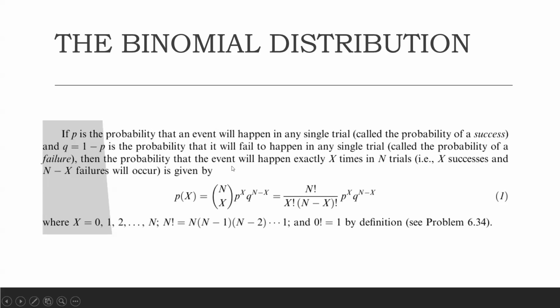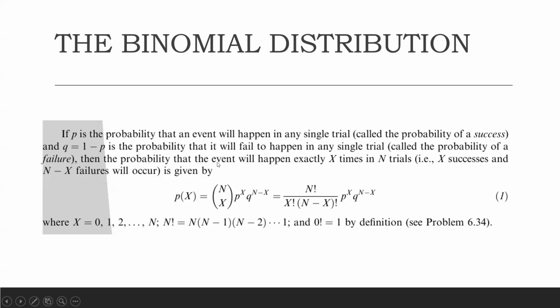Then what's the failure rate? How to represent the probability of failure? By using Q. Q equals 1 minus P. The reason is the total value of probability is 1. That's the reason failure rate equals 1 minus P. It is the probability that it will fail to happen in any single trial, called the probability of failure.